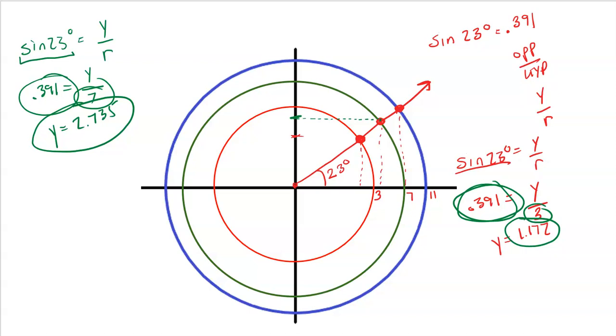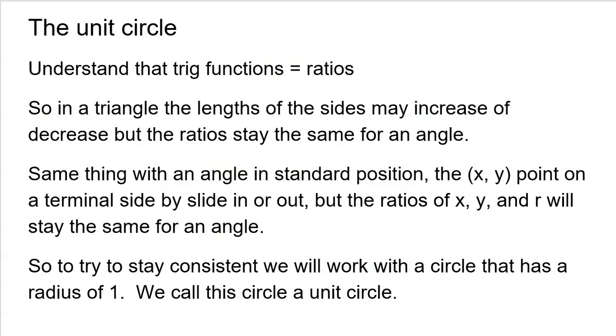Let's look at trigonometry, sine, cosine, tangent, one more way, and that is what we call the unit circle. I truly hope by now you have a good understanding that trig functions are ratios. In triangles, we could see those ratios, and even if I make the lengths of the triangle bigger, that ratio stays the same as long as the angle is the same. I could also discover this with angles in standard position. Even though I make that x, y coordinate bigger with a radius of 11 or smaller with a radius of 3, the ratios of the x, y, and r don't change as long as the angle stays the same.